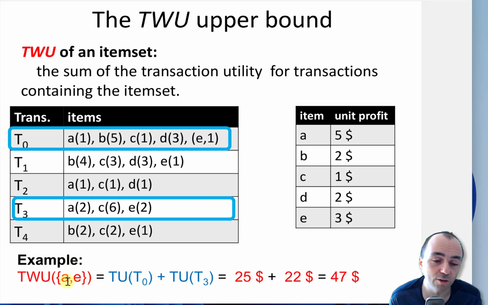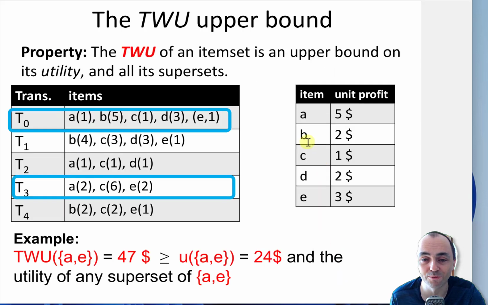If we have A and E together, apple and eggs, we want to find the TWU of this. It will be the sum of the transaction utility for the two transactions that contain A and E. So A and E appear in T0 and in T3. So we do the sum of the transaction utility of T0 and T3. So it will be 25 plus 22, which is $47. These values we calculated just before. Okay, so this will be an upper bound. Why it is useful to find this, I will explain to you.